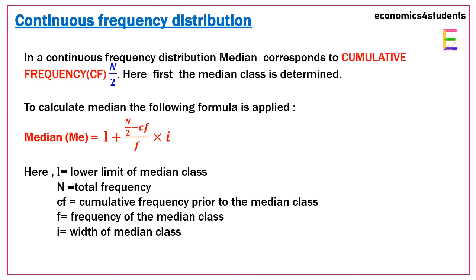Here, L is equal to lower limit of median class, capital N is total frequency, CF is equal to cumulative frequency prior to the median class, F is equal to frequency of the median class, I is equal to width of the median class.